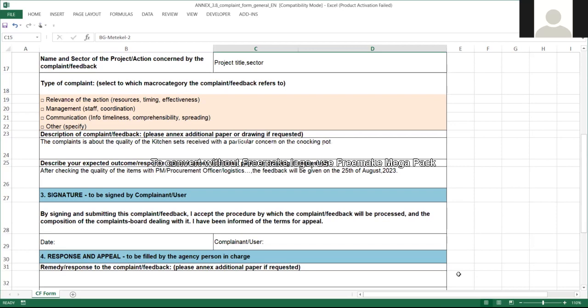For example, this example says the complaint is, are they gone? No, we can hear you. Everybody can hear you. Okay, I've got it.